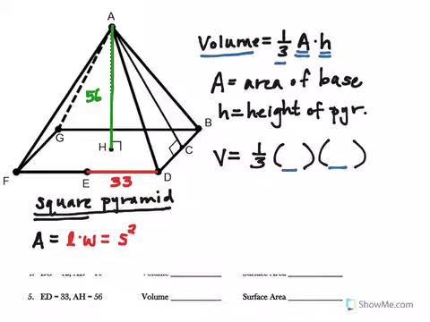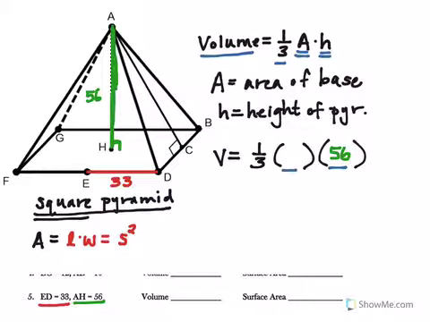So we just need to figure out, what is the length of the side? And it gives us this information. E to D is 33. We see this here. And then we have A to H, which is 56. That's this piece right here. So we already have the height. 56 here is the height. It extends from the peak of the pyramid down to the middle of the base and is perpendicular to the base. And that is our height. So we can go ahead and plug in the height of the pyramid is 56. We just need to solve for the area.